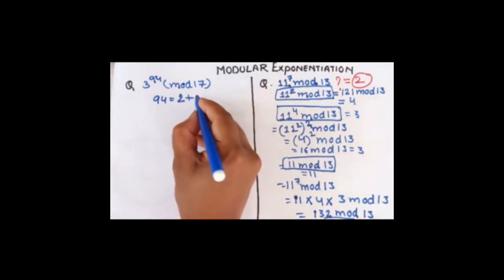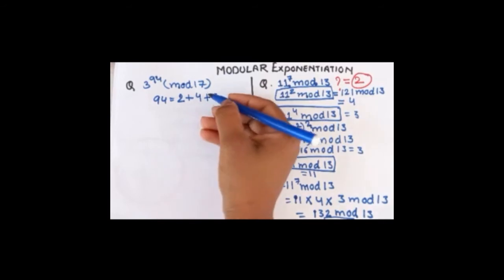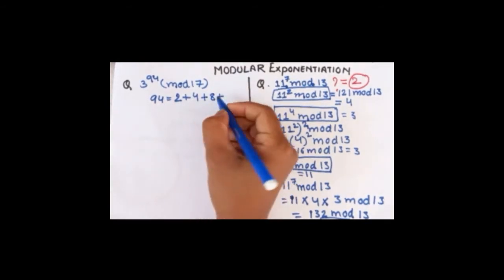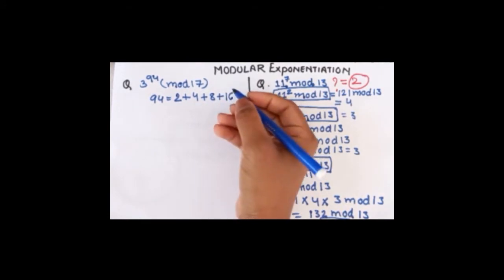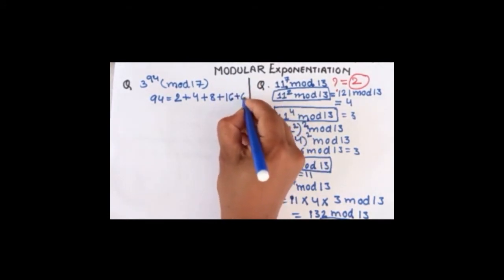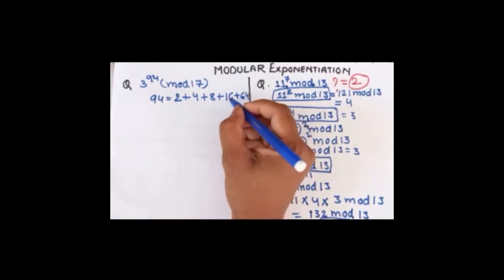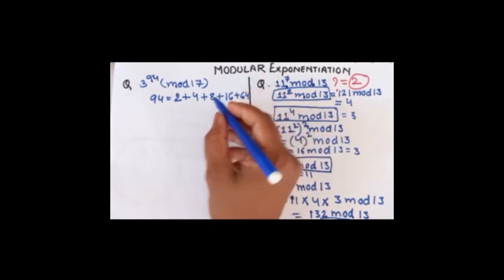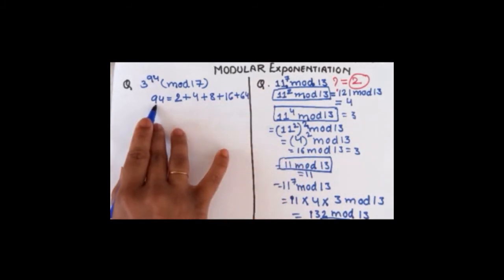So 2 plus 4 will give me 6. 6 plus 8 is going to give me 14. 14 plus 16 will give me 30. 30 plus 64 gives 94. Now, this is what is going to be summed up to be 94, right?